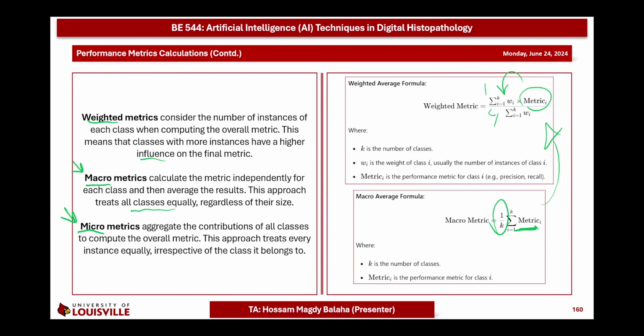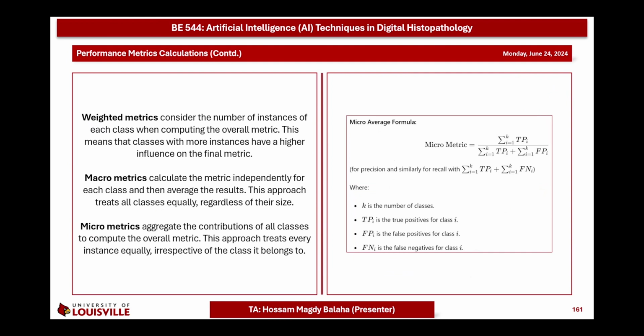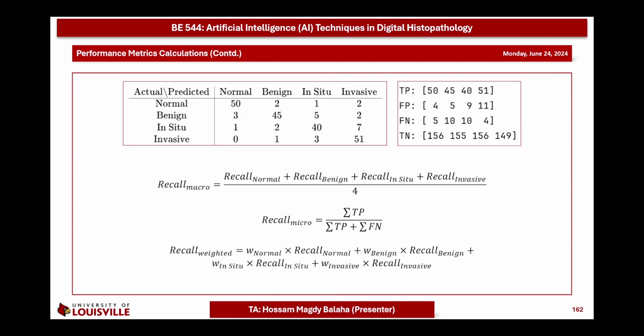Micro metric: it aggregates the contribution of the classes to compute the overall metric, and this metric treats every instance equally, irrespective of the class it belongs to. And the formula is shown here. You are simply calculating all of the true positives, all of the false positives, all of the true negatives, all of the false negatives, the summation of the four components, and based on that summation, you can calculate the metric after that.